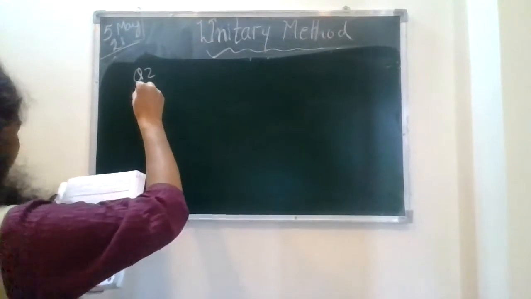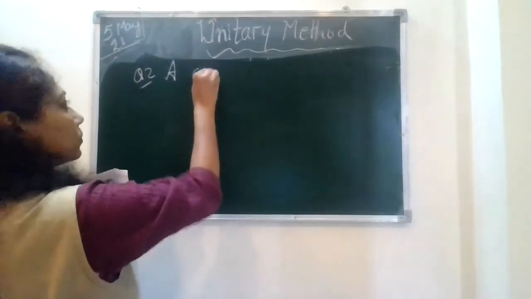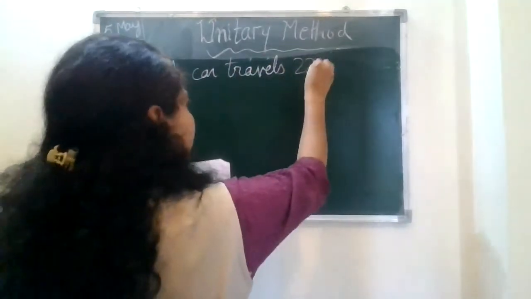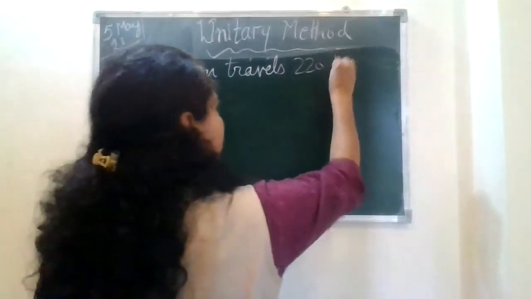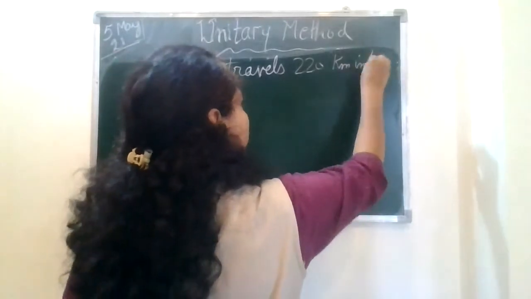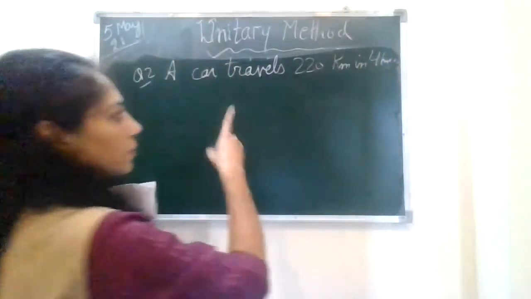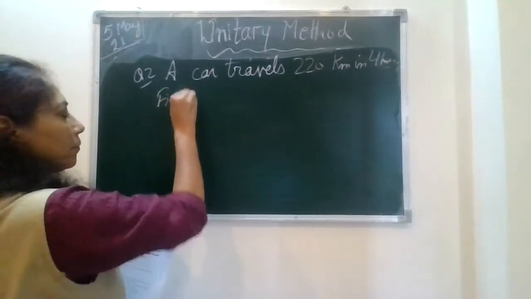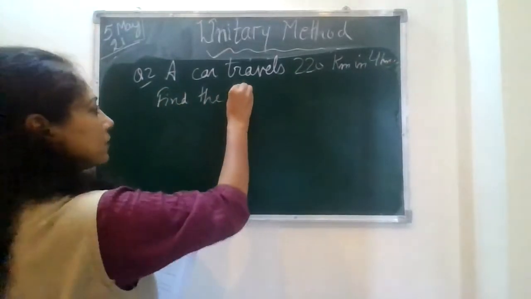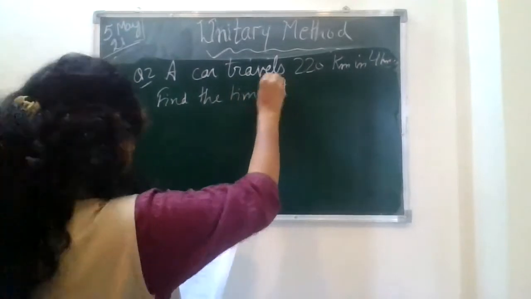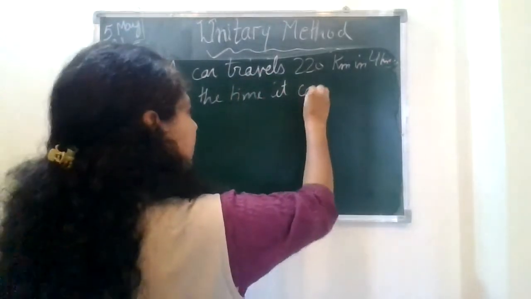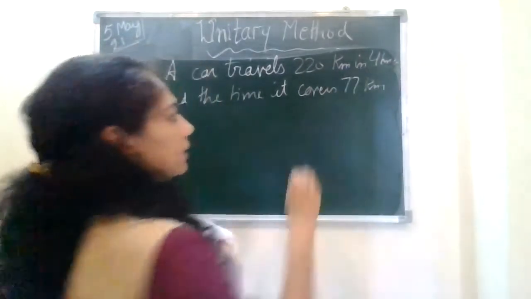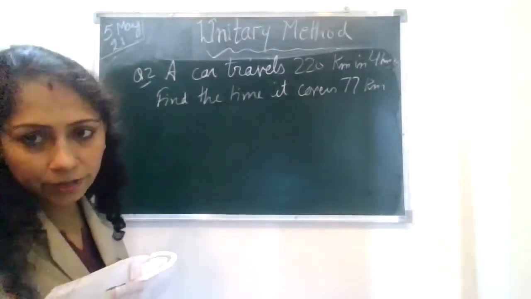Question number 2: a car travels 220 kilometers in 4 hours. In 4 hours, right? One relationship is given. Now find the time it takes to cover 77 kilometers. Fine. This is the question.